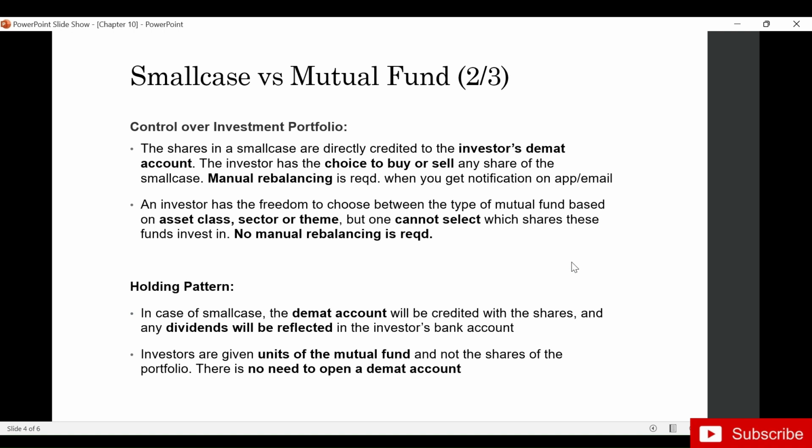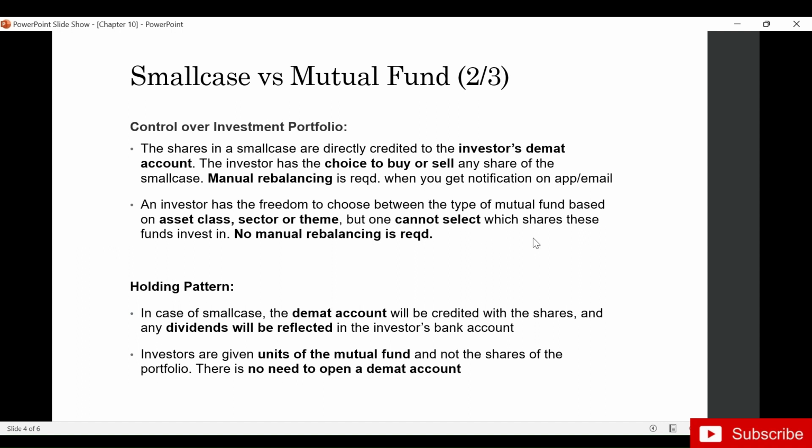Now, in case of mutual funds, an investor has the freedom to choose the type of mutual fund based on their sector or theme or asset class, but one cannot select which shares he wants to invest in. Also, in the case of mutual funds, no manual rebalancing is required. Thus, we can say that small case offers better control over the investment portfolio, but manual rebalancing is also required, which takes time and effort on the part of the investor.